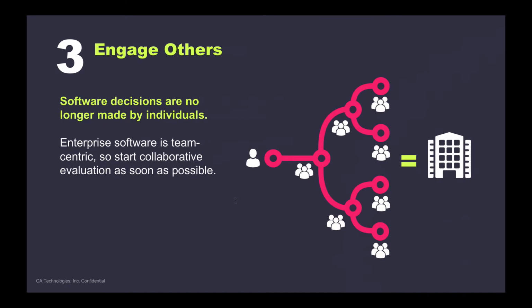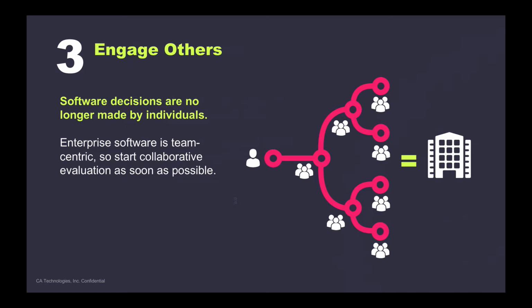The next is to engage others. Enterprise software in particular is no longer sold via the steak dinner to one guy that can make the decision. Software has been democratized, and often teams are making decisions on what they want to purchase and use to solve their particular problems.